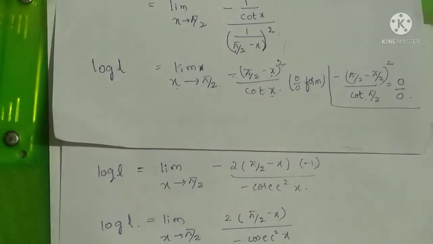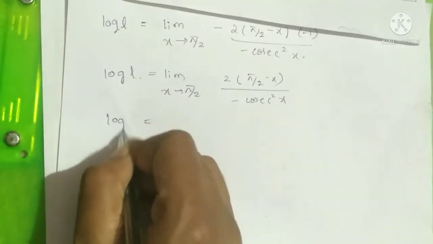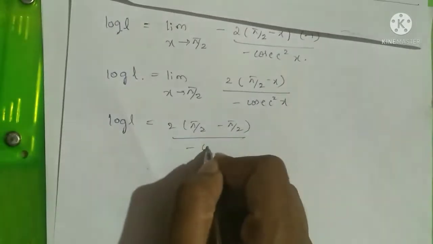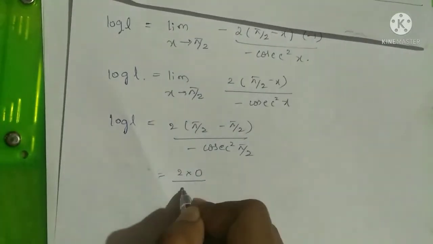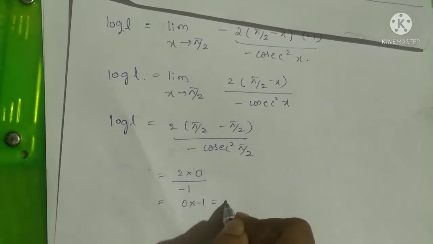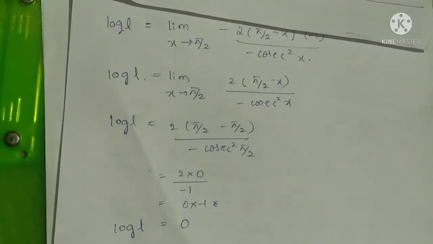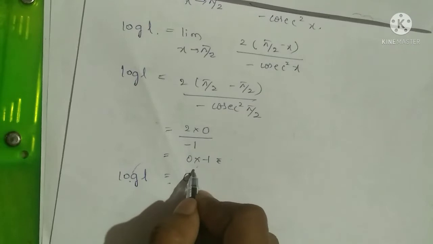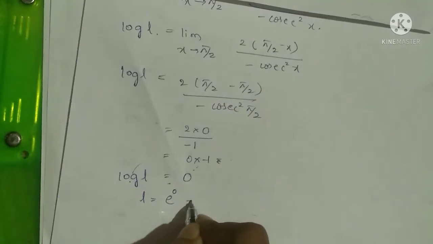So apply the limit to this function. Here log L as it is. So when you apply the limit, log L equals 2 into (pi by 2 minus pi by 2) divided by minus cosecant square pi by 2, which is 2 into 0 divided by minus 1, so it equals 0. Since we have got the exact value, when you shift the log to the RHS, it becomes e power. So log becomes exponential. L equals e power 0, and e power 0 equals 1.